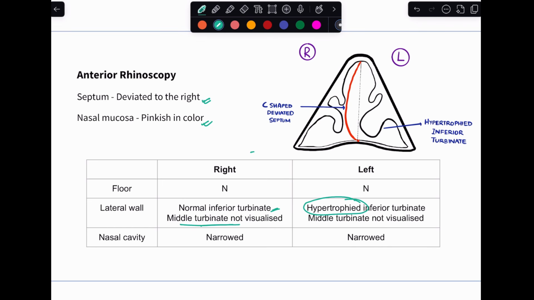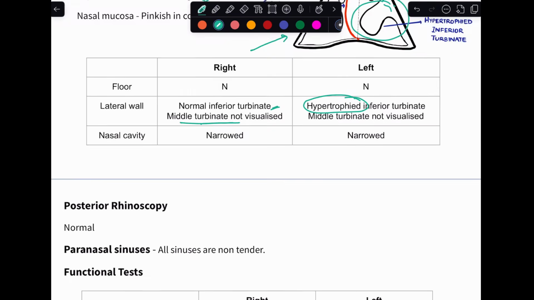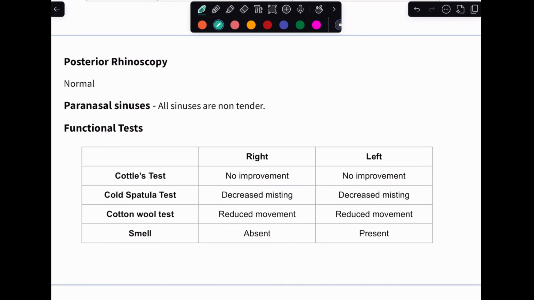And you have to add a diagram of what you see, something like this. So in this case, we have seen a C-shaped deviated septum to the right side, and inferior turbinate hypertrophy on the left side. So this is our finding on anterior rhinoscopy. Posterior rhinoscopy has been normal. Paranasal sinuses are all non-tender. And on the functional tests of the nose, when we perform the Cottle's test, there is no improvement on both sides.